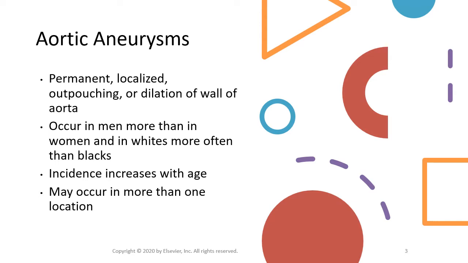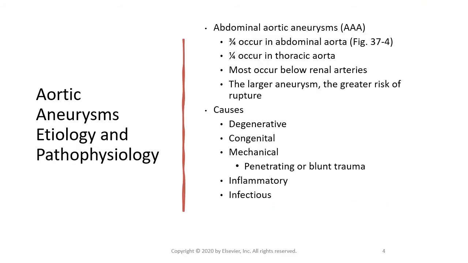Aneurysms may occur in more than one location. Aortic aneurysms may involve the aortic arch and thoracic and/or abdominal aorta. Three-fourths of aortic aneurysms occur in the abdominal aorta and one-fourth in the thoracic aorta. Most abdominal aortic aneurysms, or triple A's as we call them, occur below the renal arteries.